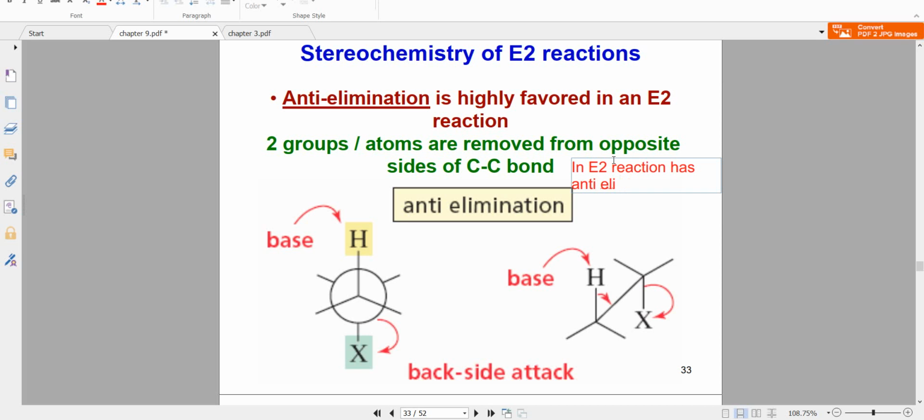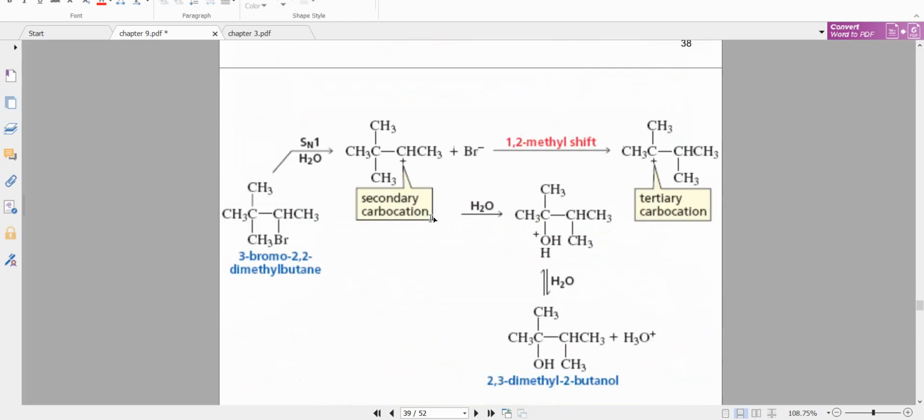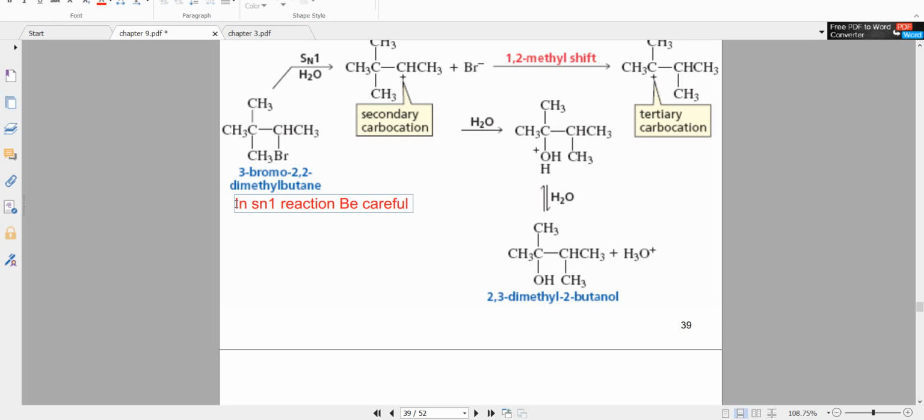Take one more note here. In SN1 reaction and in E1 reaction, actually you rarely see E1. So in your exam you just see SN1, SN2, and E2. Take note. In SN1 reactions, be careful, we might have rearrangement.